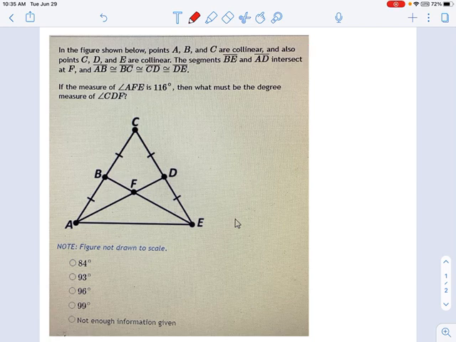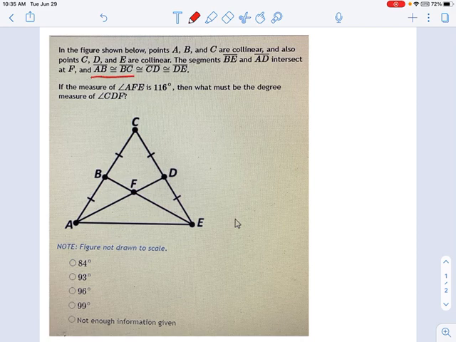One is that A, B, and C are collinear, and C, D, and E are collinear. So let's talk about what that means. It just means that these are all in a line, and these are all in a line, which you could tell from the picture. It also tells us that BE and AD, here's BE and AD, they intersect at this point F right there. So that's useful information. And the last piece of information is the most important.